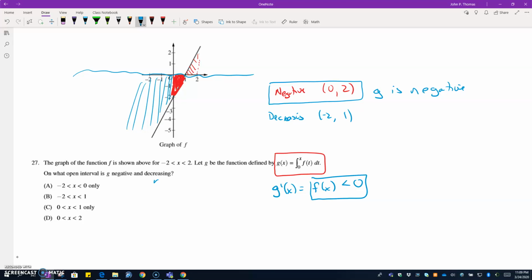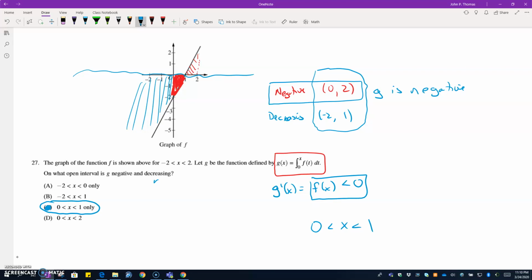Now what I need to do is look at these two together and ask, what's my overlap between those two? And it looks like I have an overlap from 0 to 1. That seems to be the overlap between those two. So 0 is less than x is less than 1. That's the only section that satisfies both characteristics, so we're looking at a correct answer of C. And that would be our correct answer for this problem.